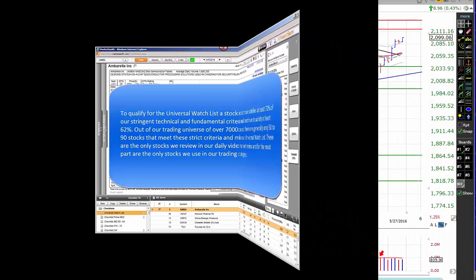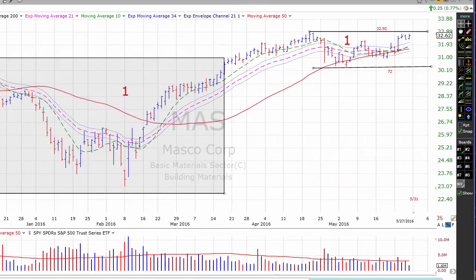That noted. First stock I want to take a look at, Masco Corp, manufactures cabinets, plumbing, and other products for the home improvement and construction markets. Notice how Masco put in this first stage cup with handle base right here. We broke out around this area, and we're now working on a flat base.